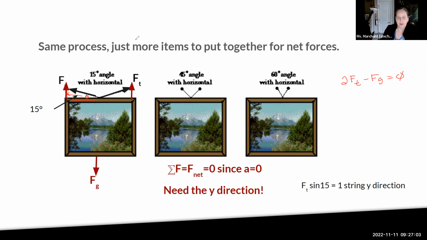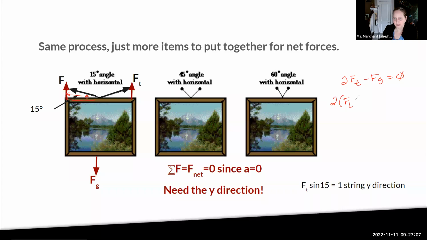How many do we have? We have 2. So we will have 2 force of tension times sine of 15, minus the force of gravity equals 0. How did I know it was 0? Because I have balanced forces. My acceleration was 0, so my sum of my forces is going to be 0. So what does that tell us? That tells us that 2 times the force of tension sine 15 is going to equal the force of gravity. That is just the one free body diagram.